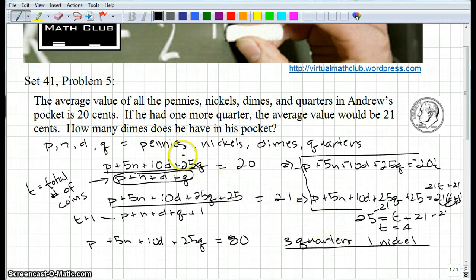And so they ask you, how many dimes does he have? If he has 3 quarters and 1 nickel, then I guess he has 0 dimes, because there aren't any other combination of 4 coins that can give you 80 cents. Alright? So, that's the answer. We have 0.